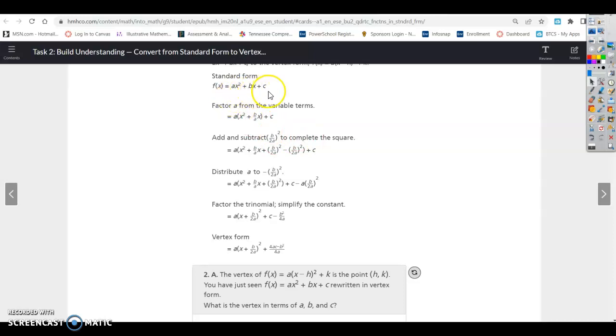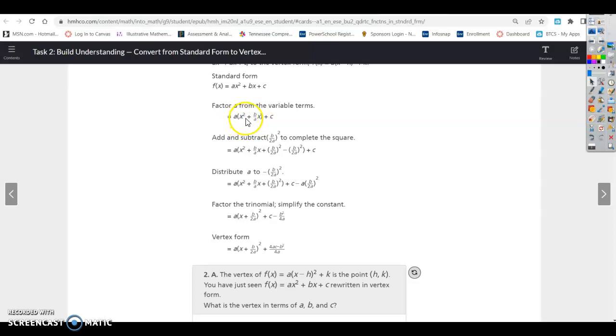Alright, so if we look at the steps to do this, we start with standard form, ax squared plus bx plus c, and I'm just going to talk through this because it's a little complicated written in algebraic form. What we need to do is understand the steps so that you can do this with an actual equation with numbers, okay? So the first thing you want to do is factor the a out of your quadratic and linear term.